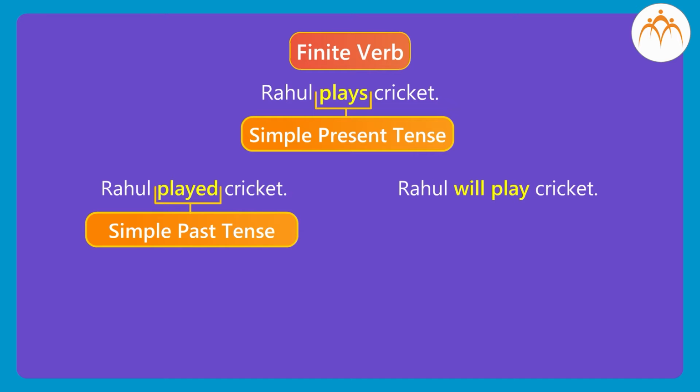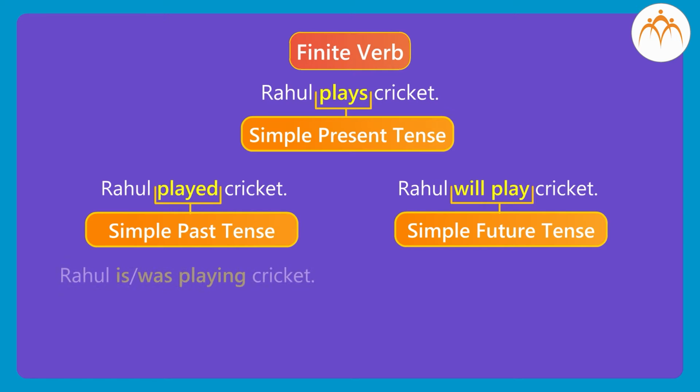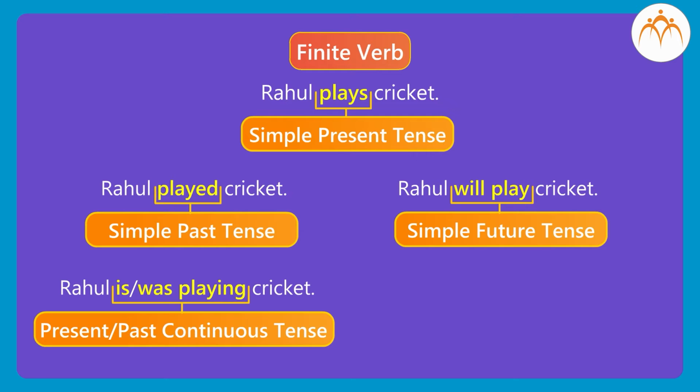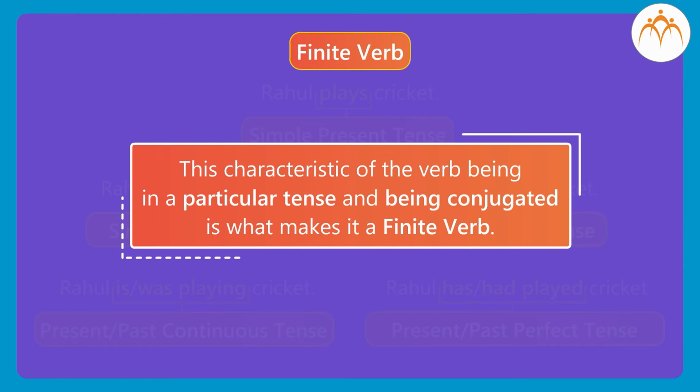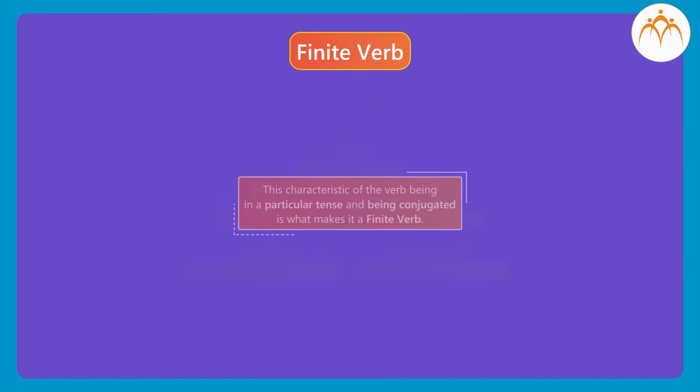Rahul will play cricket, simple future. Rahul is or was playing cricket, present or past continuous. Rahul has or had played cricket, present or past perfect. As seen in the above examples, the word play is conjugated in its other forms as per the tenses. This characteristic of the verb being in a particular tense and being conjugated is what makes it a finite verb.